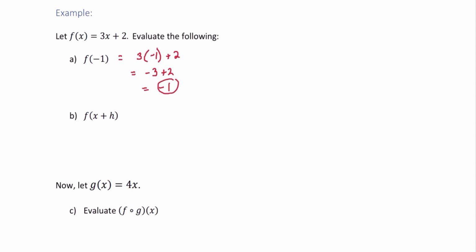In example B, we have f of x plus h. Here again, we are going to copy the f function, but we're going to replace the x with what we see in parentheses, x plus h. And then simplify. We get 3x plus 3h plus 2.